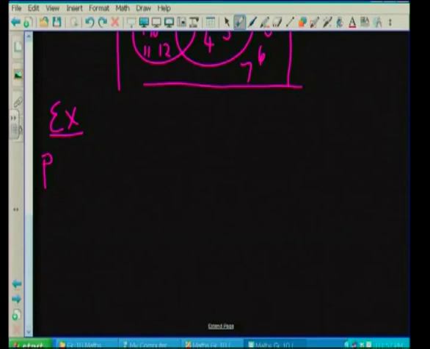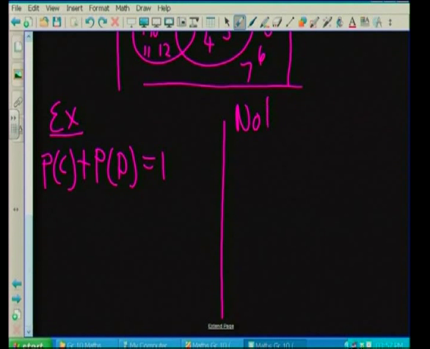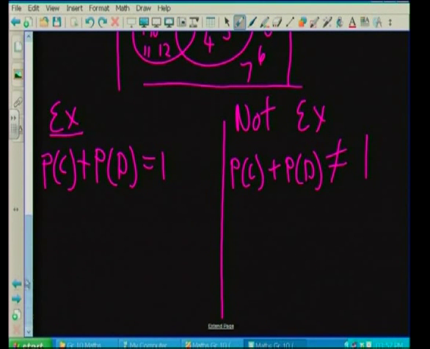Firstly, guys, let's quickly talk about events being exhaustive. So we've said that if the events are exhaustive, then the probability of C plus the probability of D will equal 1. When will it not be exhaustive? Well, that is if the probability of C plus the probability of D is not equal to 1. So those are our two options. I'm starting with exhaustive because it's the easier one.